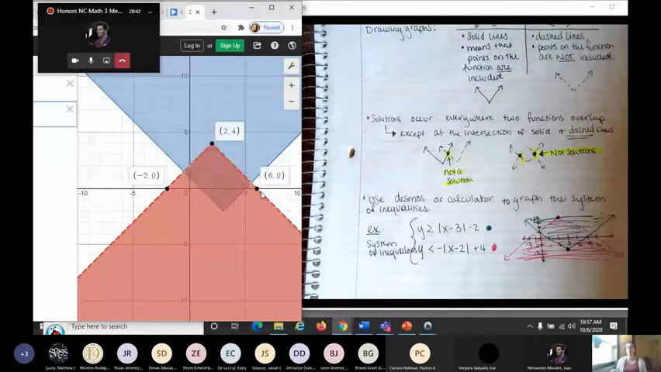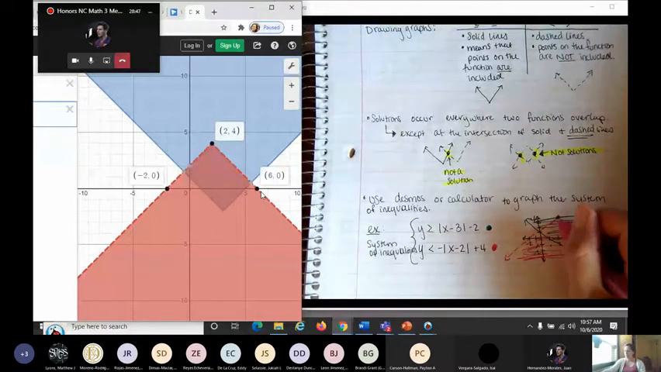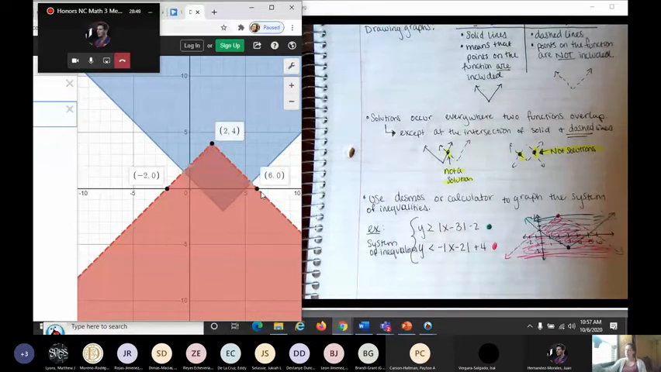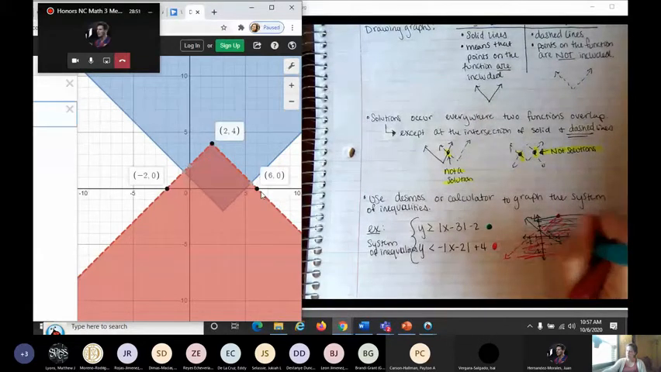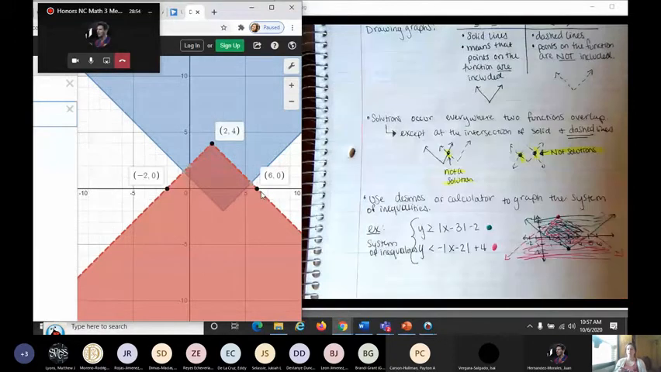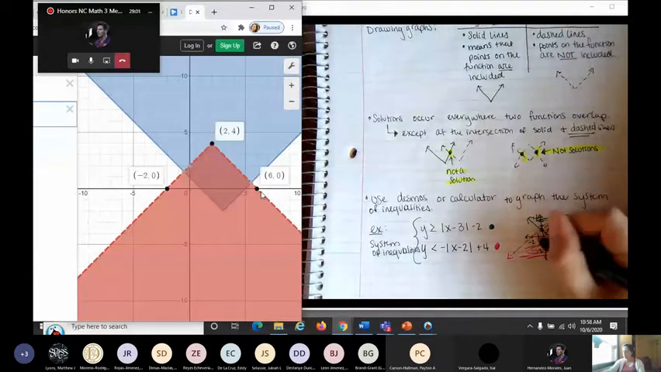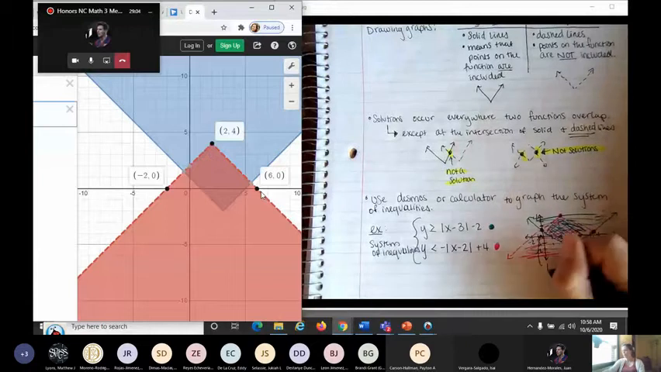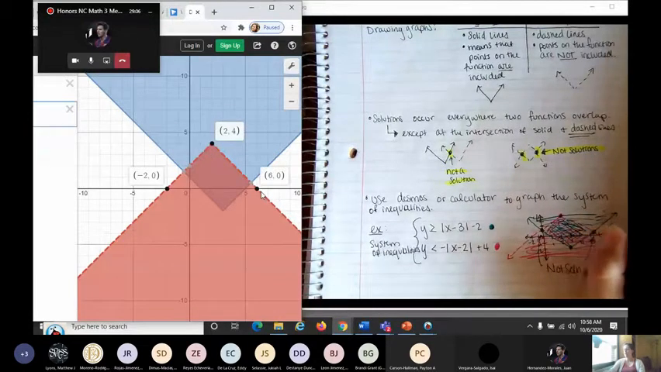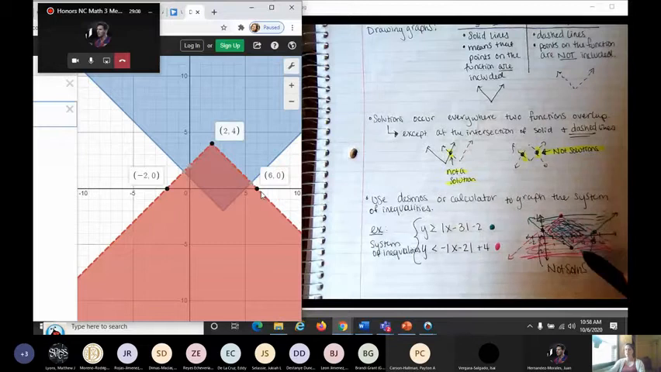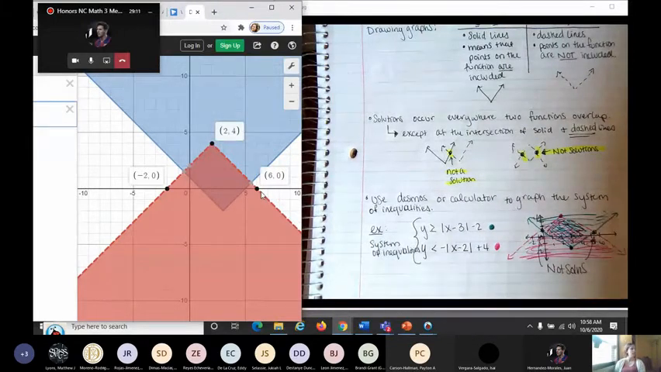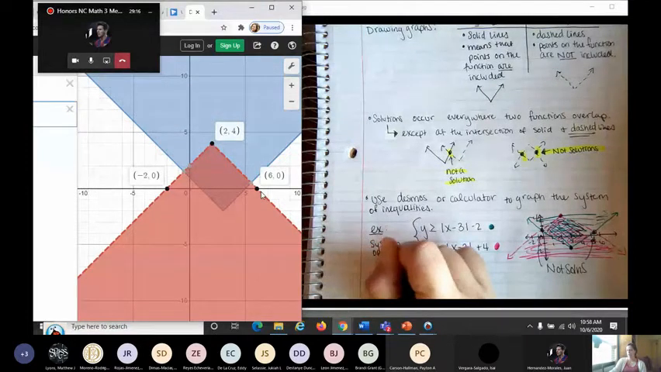Now the solutions here are going to be where the pink and the blue overlap. So this little section in here is where our solutions are going to be. Now the intersection points of these two graphs here and there are not solutions. So those two are not solutions, but any point inside of this little diamond shape here will be. So let's write out a little thing for our solutions.